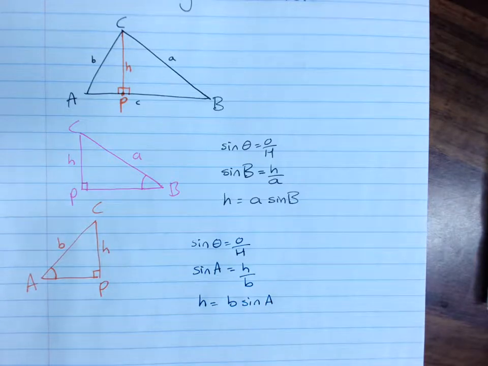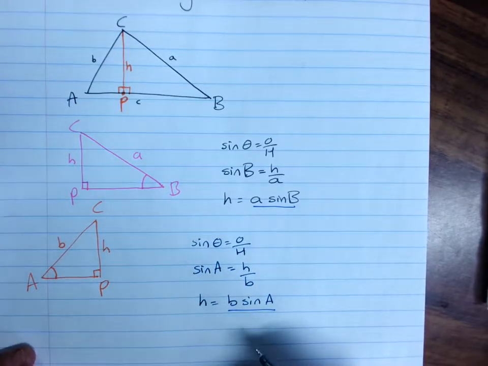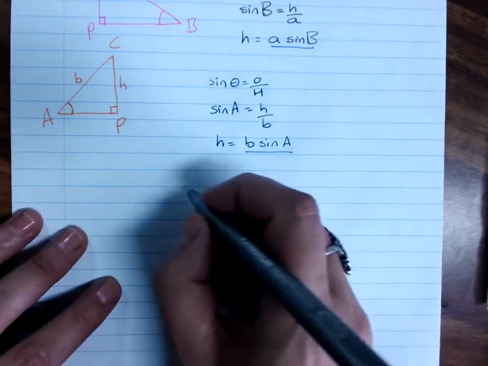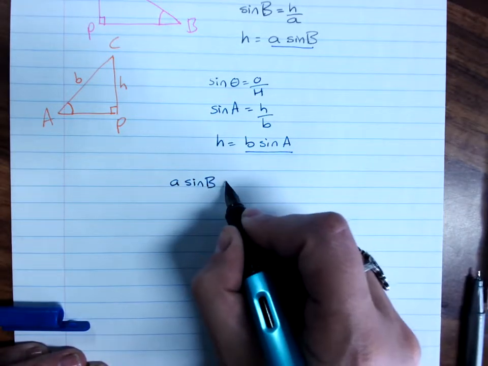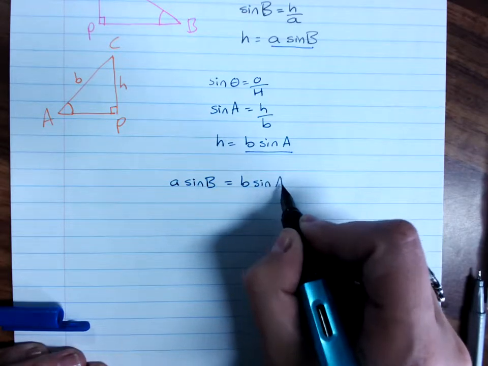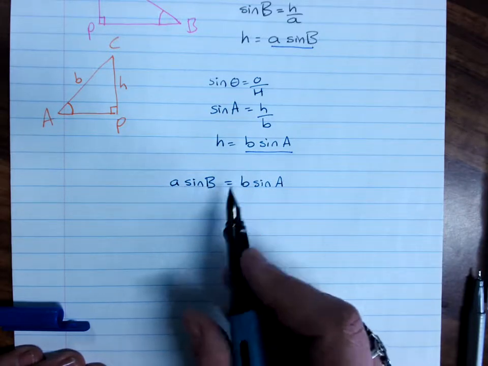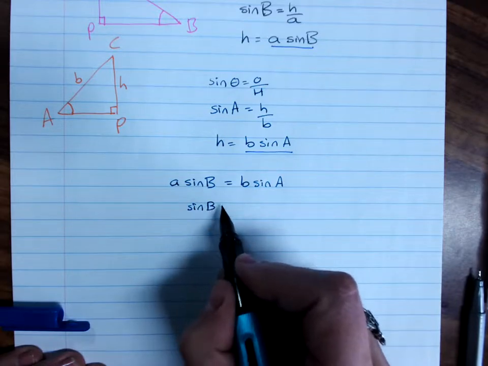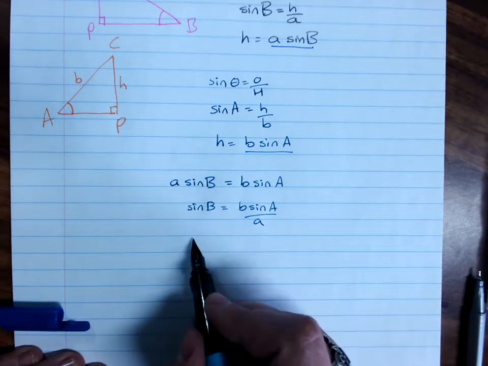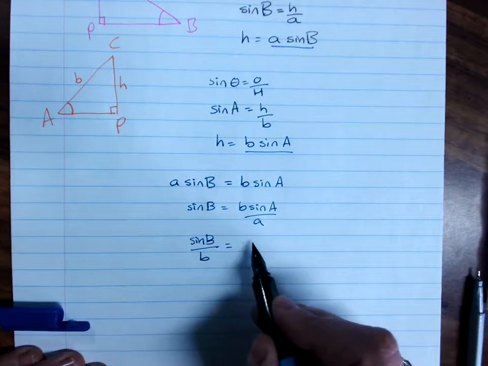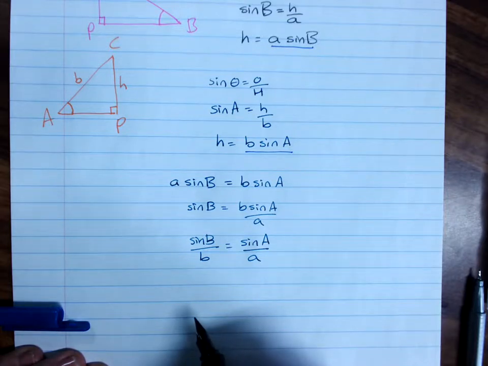Now what I've found here is that H equals A sine B and H equals B sine A, which says that A times sine B is equal to B times sine A. If I divide both sides by A to get sine B on its own, sine B equals B sine A on A. And if I divide both sides by B, sine B on B equals sine A on A, and that is the start of our sine rule.